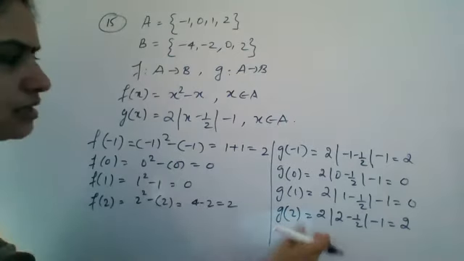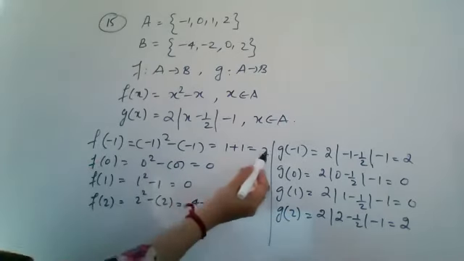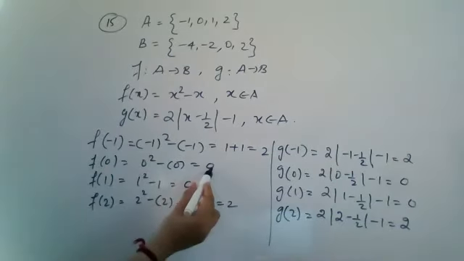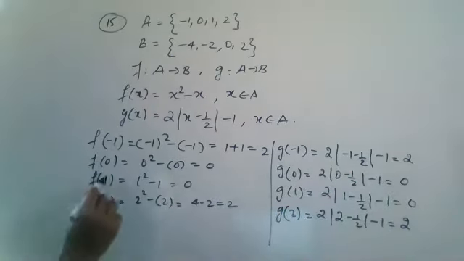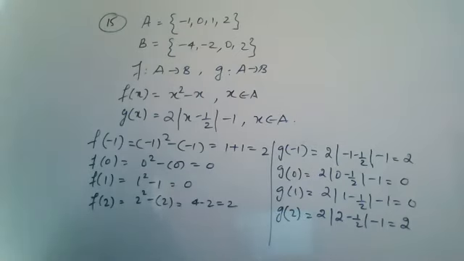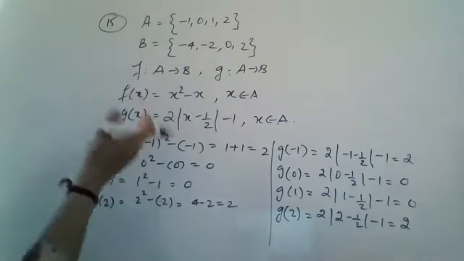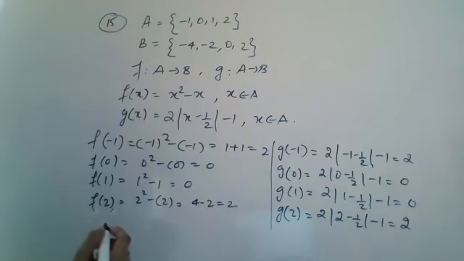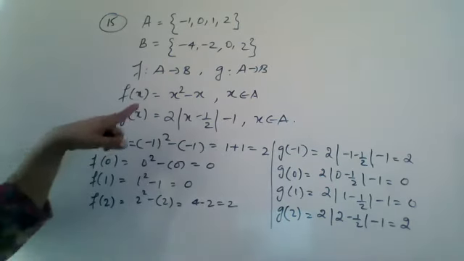Okay, correct. So now check: f of -1 is 2, g of -1 is 2. f of 0 is 0, g of 0 is also 0. f of 1 is 0, g of 1 is 0. f of 2 is 2 and g of 2 is 2. So you can say that for all the values in A, both the functions are getting the same value in B. Therefore, they are equal. Okay, this is how you have to say functions are equal.